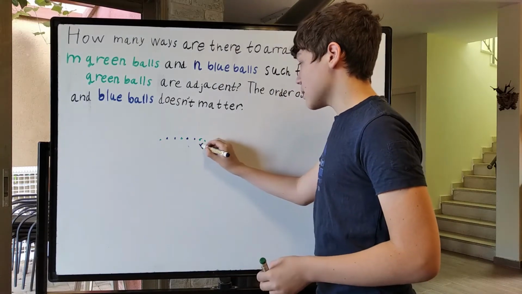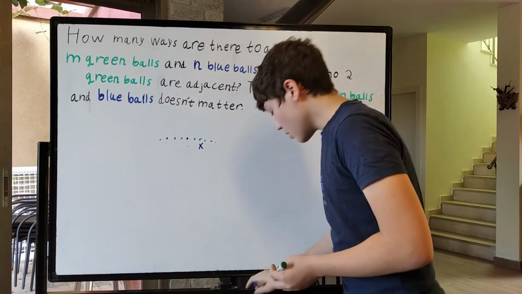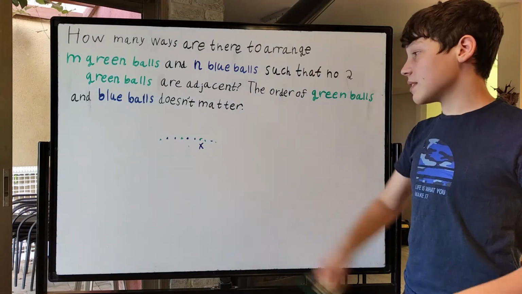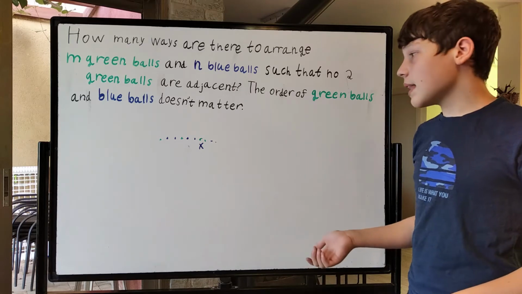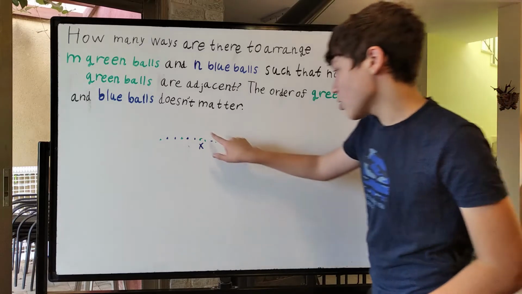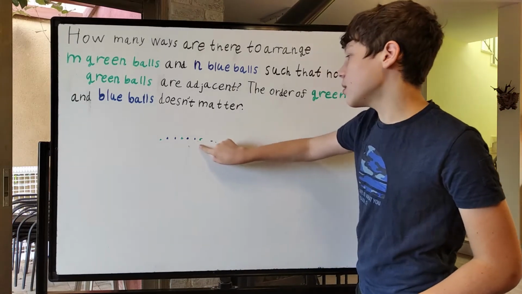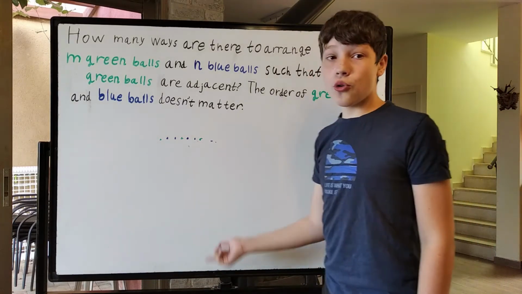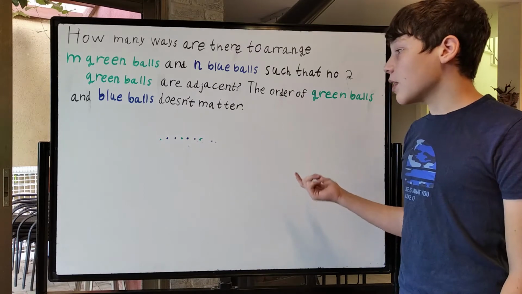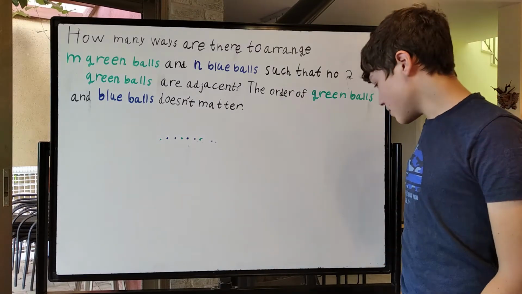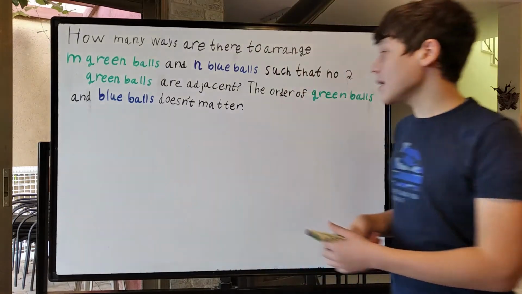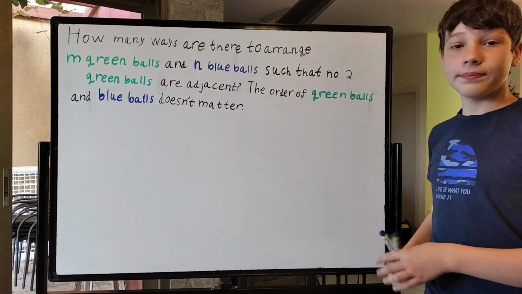What is not allowed is something like green, green, blue, green. This is not allowed. What is allowed if we remove maybe this green? Now this is allowed because no matter which two green balls you look at, they are not adjacent. So now that we got this out of the way, let's begin solving this.